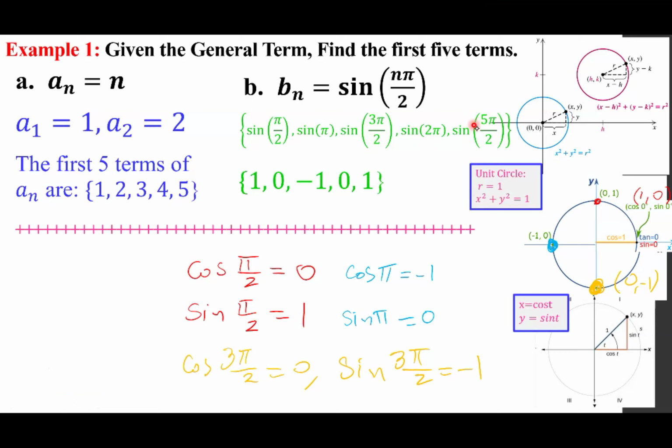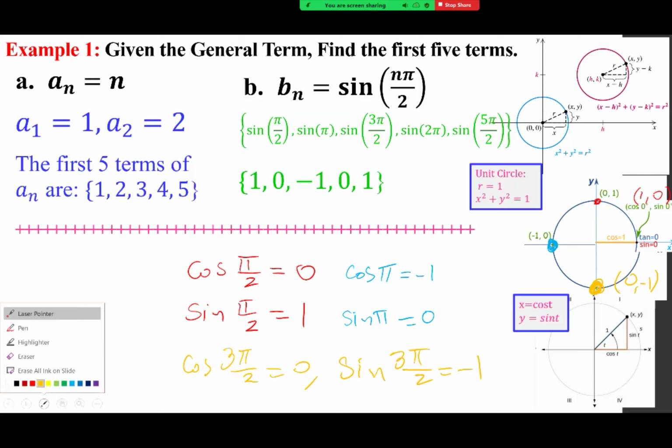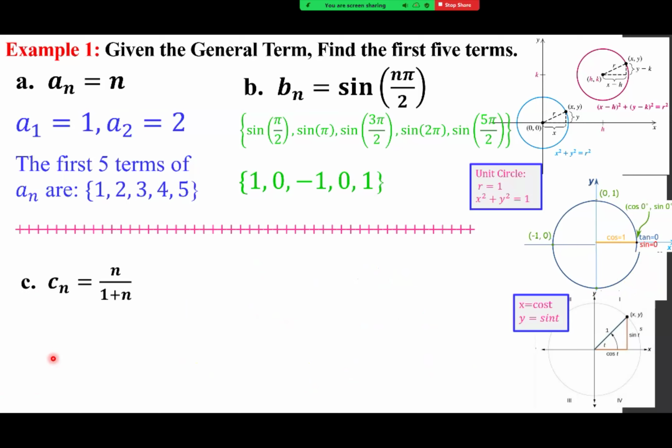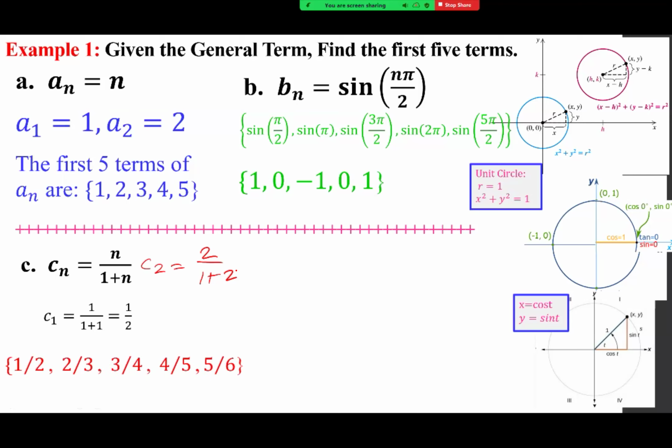All right, we are going to move on, and to do that, I need to clean up here. C sub n by definition is n over 1 plus n. So if I want C sub 1, I replace the n with 1. I get 1 here, 1 plus 1 here, right? So I get 1/2. What if I want C sub 2? If I want C sub 2, I put 2 here, I put 1 plus 2 here. I get 2/3, and you can figure out the rest on your own.